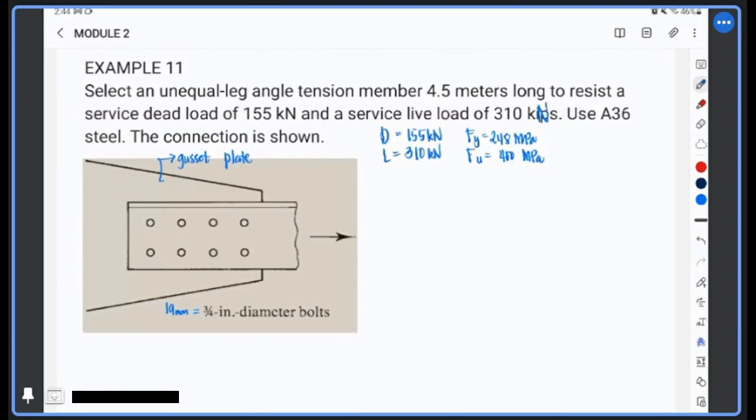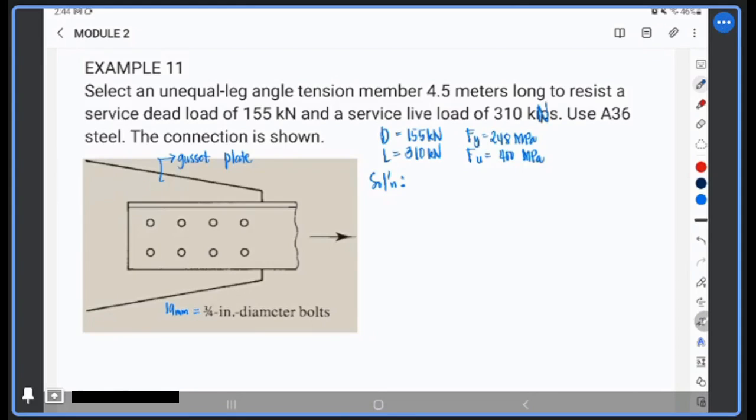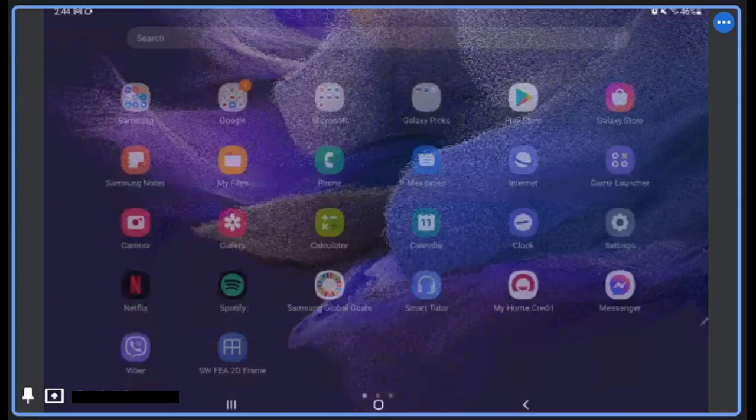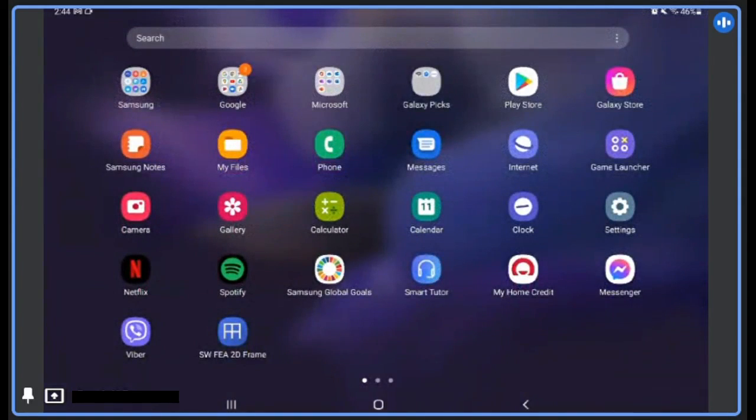So solution, select an unequal angle. I have to open my section database. Single angle lang yan ha, class.